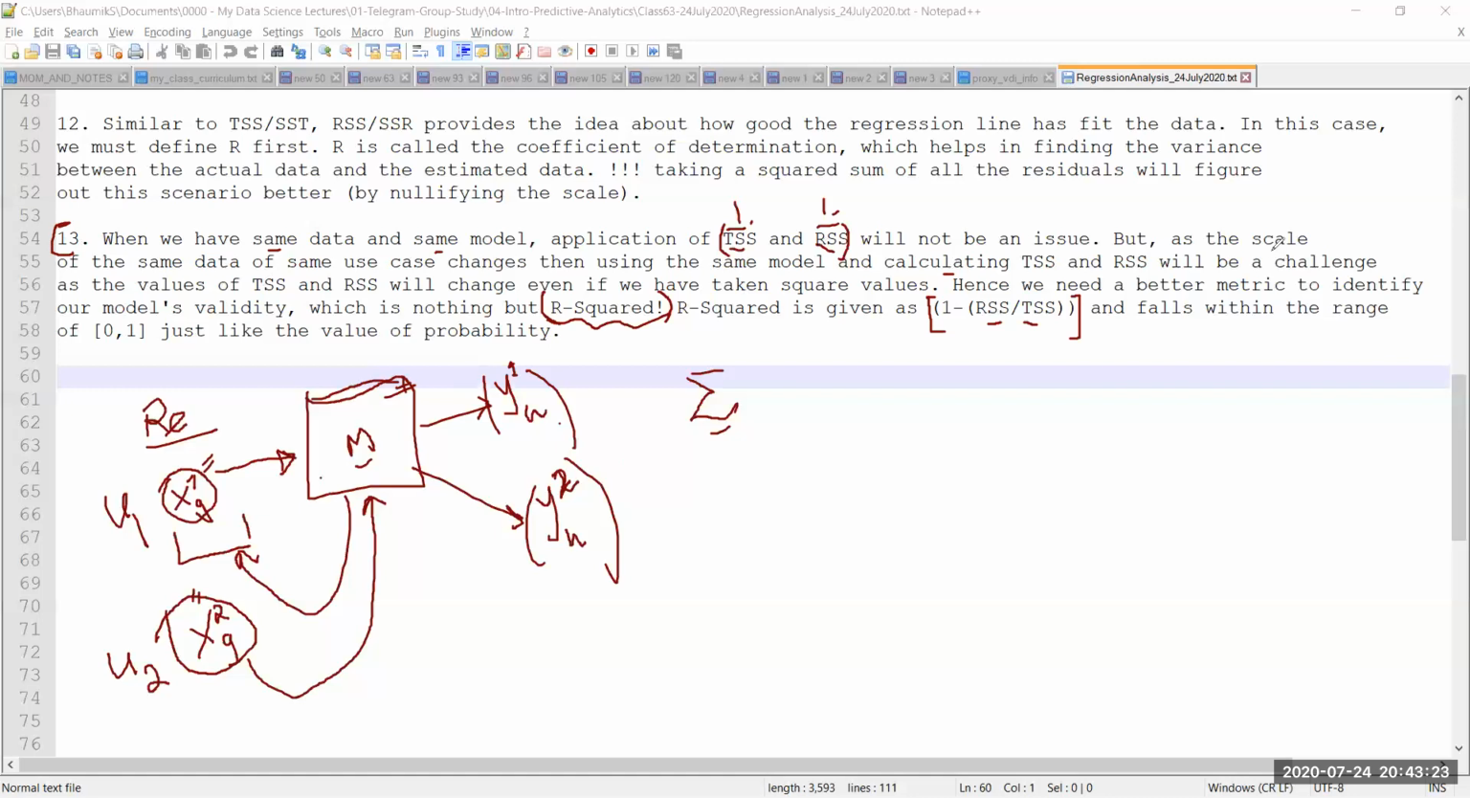But if the scale of the same data or the same use case changes, then using the same model and calculating the TSS and RSS will be challenged because the values are going to change, right? So you can't really be sure whether the first model's output is as good as output two, or vice versa. Hence we need a better metric to identify our model's validity, irrespective of the change in scale, right?